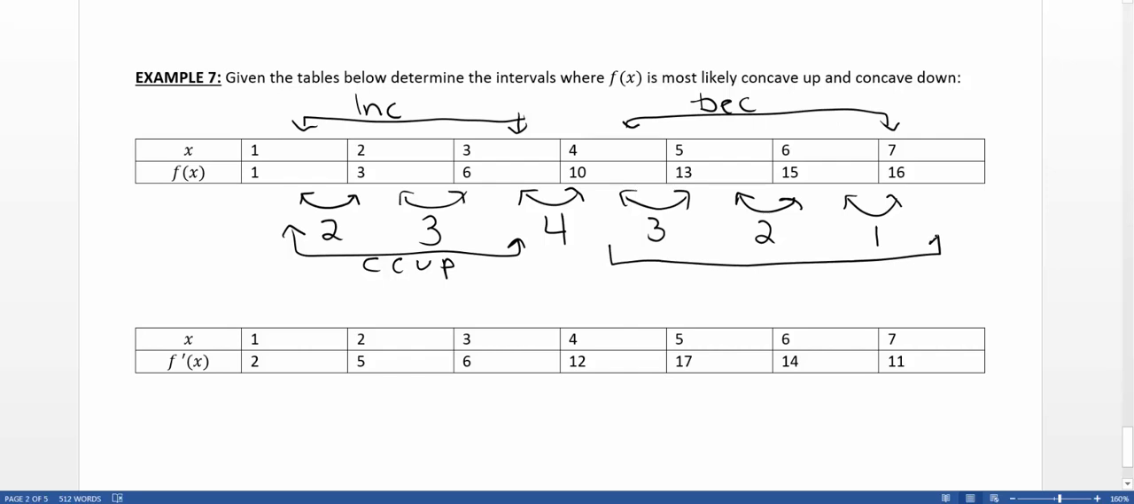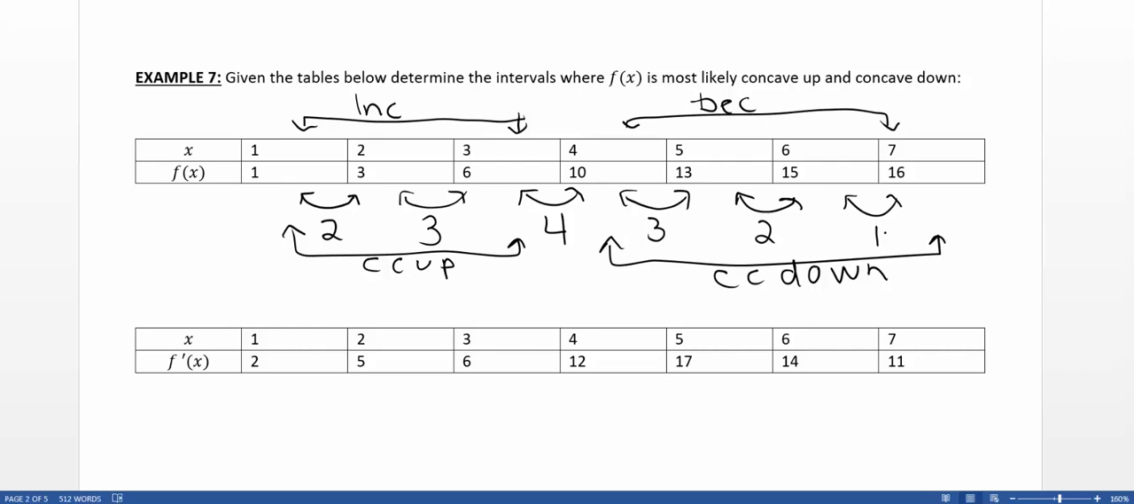And then similarly, from 4 to 7, our values here that we've calculated using average rates of change are decreasing, and therefore we expect our function to be concave down. Now, somewhere between 3 and 4, we're going to have some sort of inflection point, because we're changing from concave up to concave down. We don't know exactly where it is, but if we were to guess where the inflection point was, we would guess between 3 and 4.